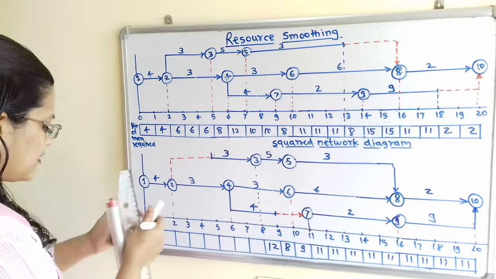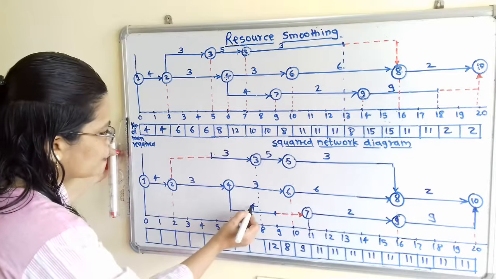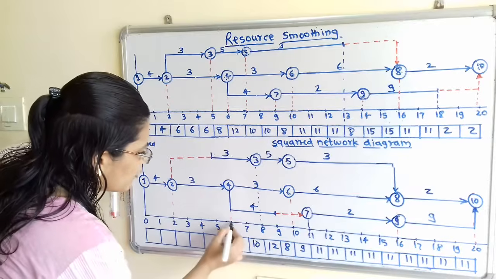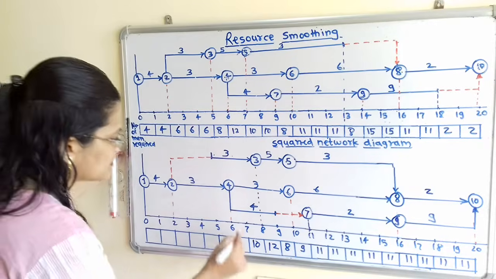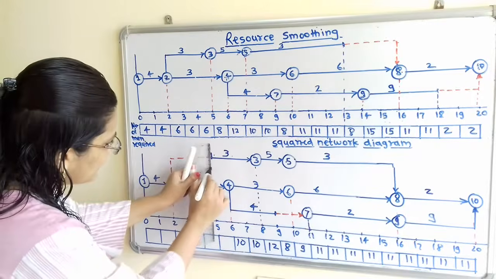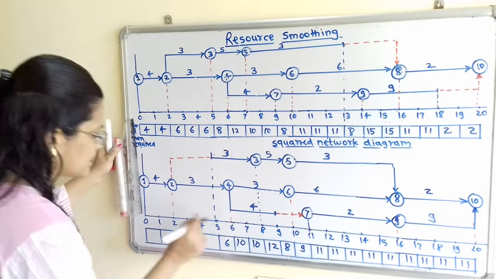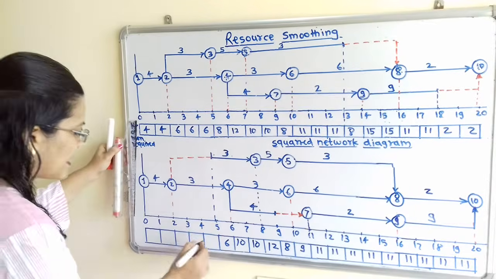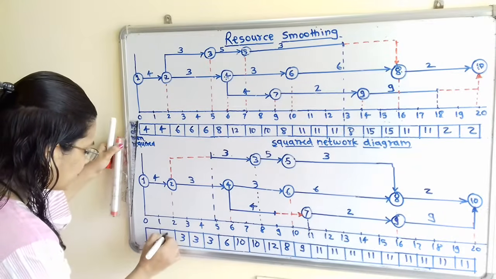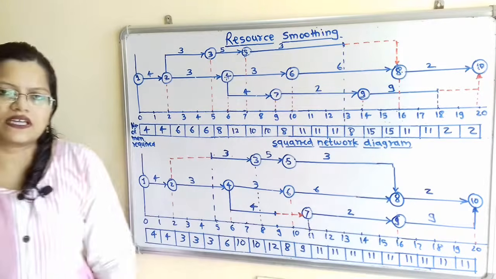Now again we will calculate this. During 7 to 8, 4 plus 3 plus 3, here it is 10. During 6 to 7, 4 plus 3 plus 3, that is 10. During 5 to 6, this activity started at 5, so 2 activities, 3 plus 3, that is 6. During 4 to 5, only 1 activity, that is 3. Here is 3, here is also 3, and here 4 and 4. So in this way, this resource smoothing is calculated.